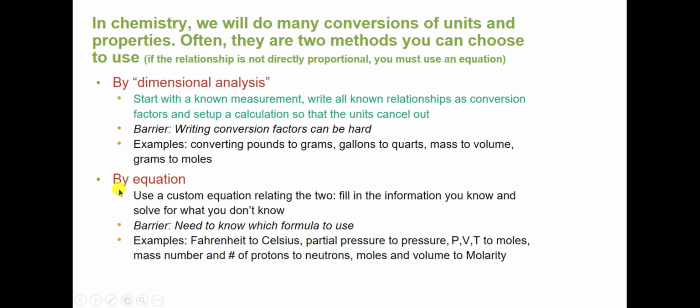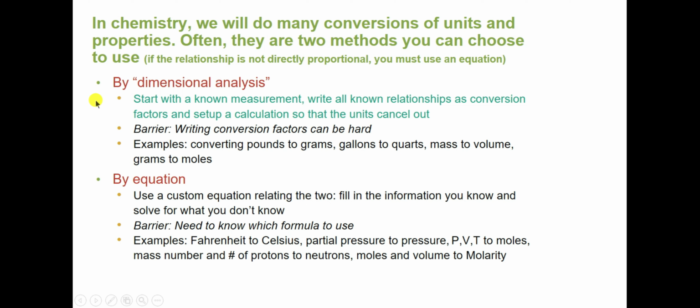The other method is by an equation. So I have a custom equation that relates two different things, two different properties. And then I'm going to use algebra. I'm going to plug in the information I know and use algebra to solve for the thing I'm trying to find. But I need to have a formula. So in chemistry, for all the different kinds of relationships we had, that would be a lot of formulas.